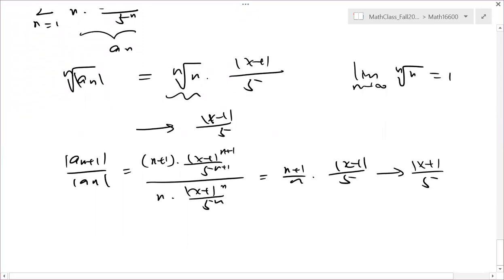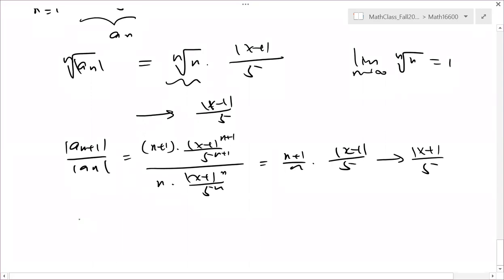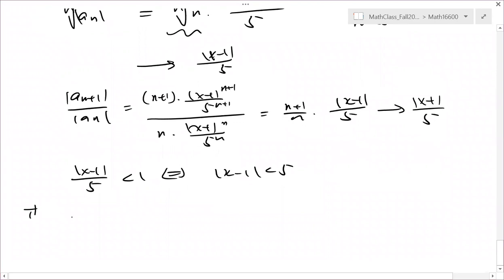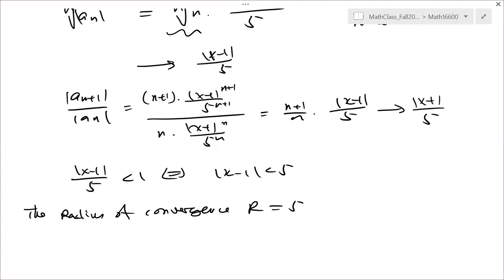So if this is less than 1, then it's absolutely convergent. If it's greater than 1, it's divergent. So clearly, the absolute value of (x minus 1) divided by 5 less than 1 is equivalent to the absolute value of (x minus 1) less than 5. So the radius of convergence is going to be 5. And then you can also check whether it's convergent at the endpoints, and then you can easily figure out the interval of convergence.